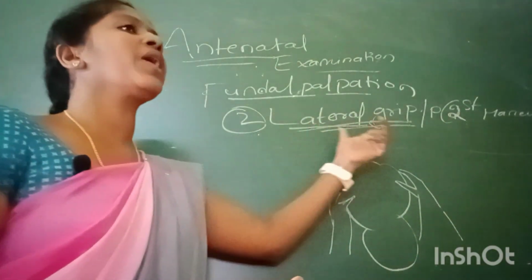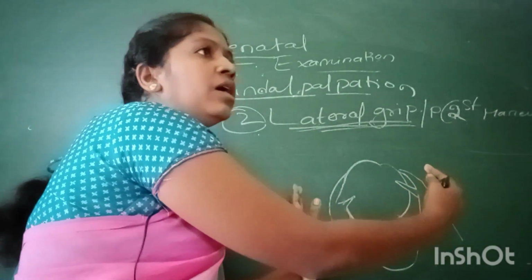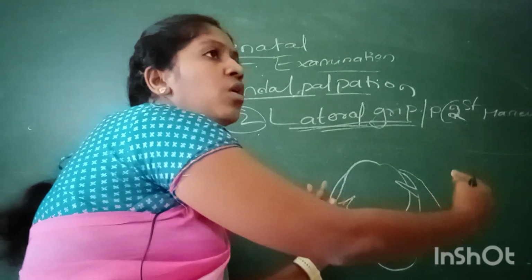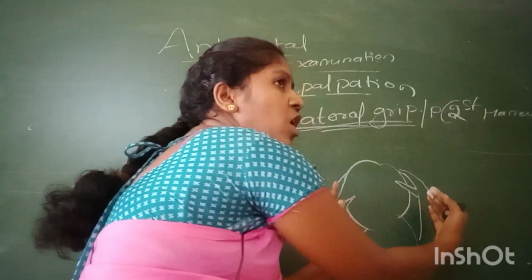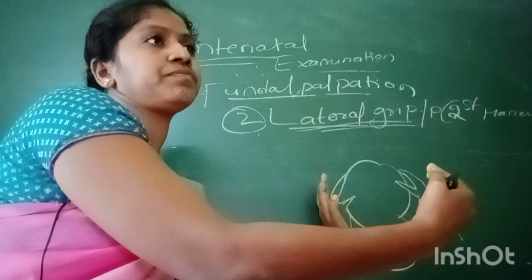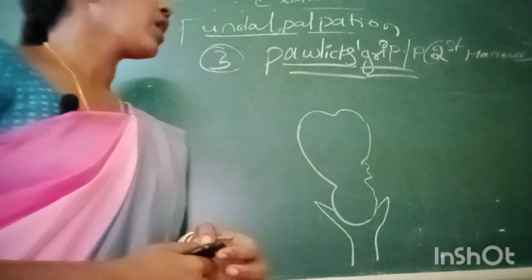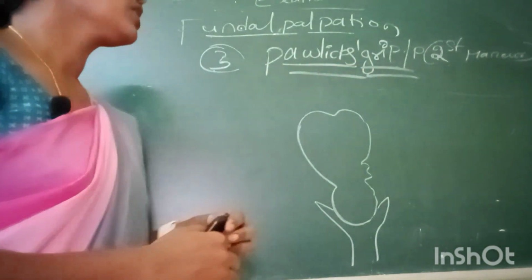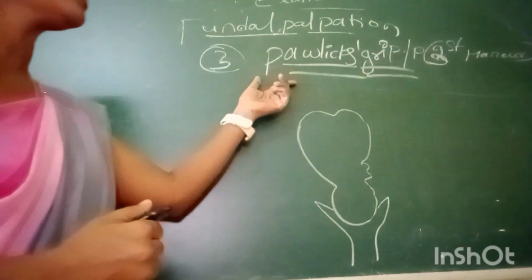For the lateral grip, we palpate the lateral sides of the mother's abdomen, or the lateral sides of the uterus. We check gently and finely using a lateral position to check which side the back of the fetus is present. Understood? Next, the third one is Paulick's grip or third maneuver or Paulick's palpation.